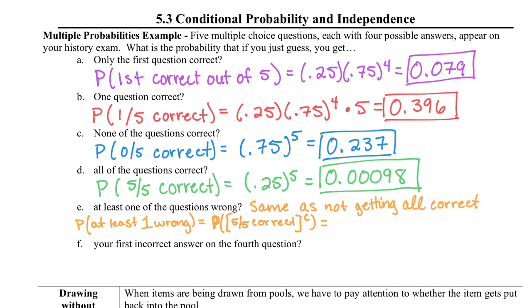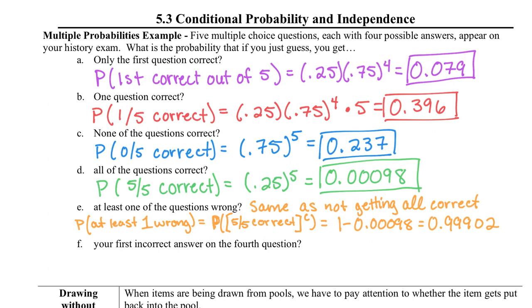So I'm going to set that up this way. The probability of getting at least 1 wrong is equal to the complement of getting 5 out of 5 correct. So at least 1 wrong means I'm just not getting them all correct.